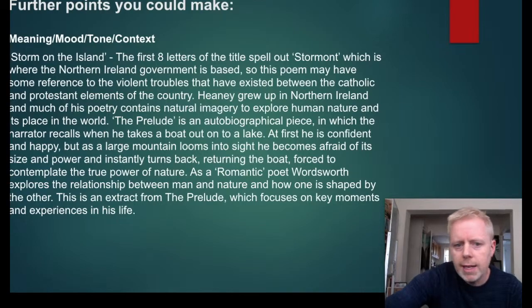Storm on the Island, the first 8 letters of the title spell out Stormont, which is where the Northern Ireland government is based. So this poem may have some reference to the violent troubles that have existed between the Catholic and Protestant elements of the country.